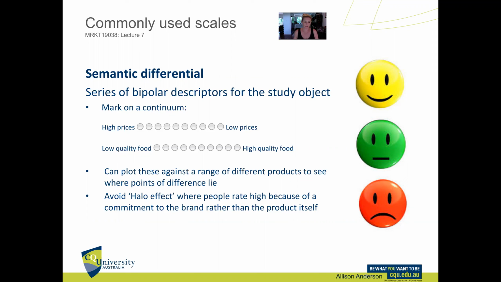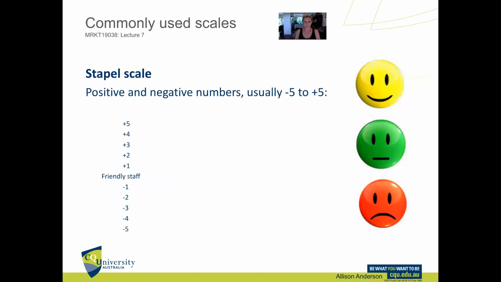It's quite cool. Avoid halo effect, where people rate high because of a commitment to the brand rather than the product itself. Sometimes people rate Apple highly, for example, because they're committed to the brand, even though the experience maybe hasn't been that positive, because they like the concept of the brand and what it says about them. So that's something to be mindful of when you're thinking about semantic differentials.